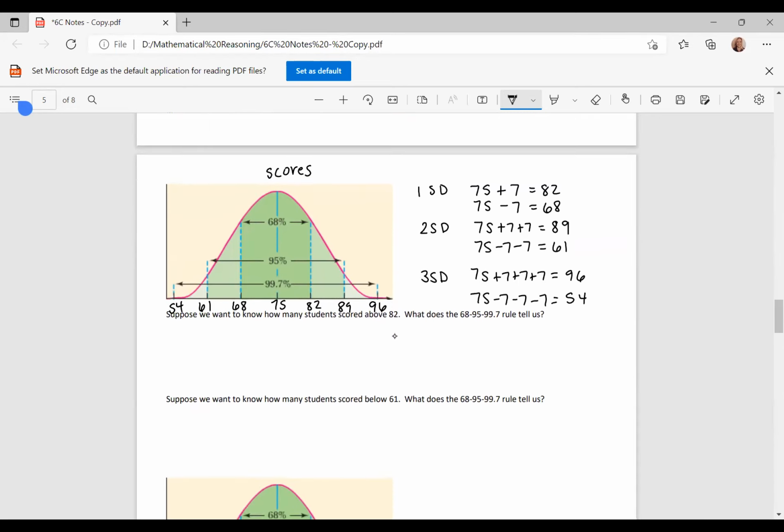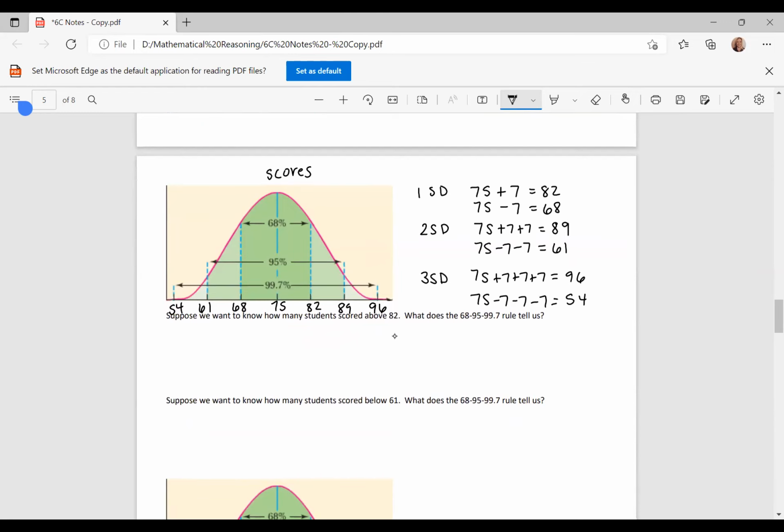Okay, here we go. We've got to work some problems with this. I am going to be asking you for your input here because some of these you really have to think about, and I want to make sure that you are able to think about the answers to these before you leave. So it says, suppose we want to know how many students scored above 82. What does the 68, 95, 99.7 rule tell us? Okay, so above 68.